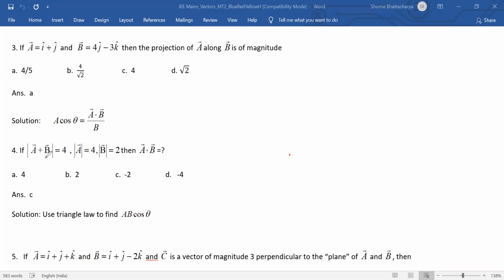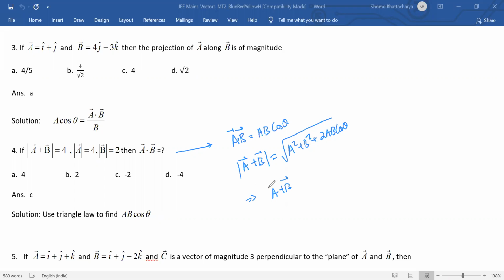You are given this, and you have to find A dot B. This dot product is nothing but AB cos theta. Okay, so that's very easy. Magnitude of A plus B is square root of A square plus B square plus 2AB cos theta. So square both the sides. Mod of A plus B whole square is A square plus B square plus 2 times A dot B.